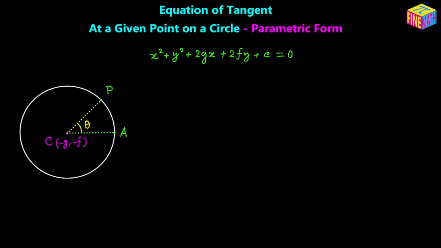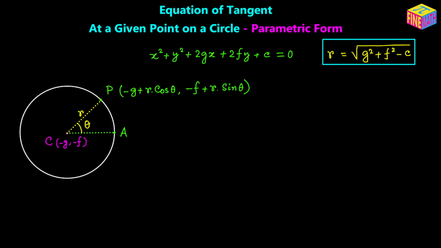Well, the coordinates will be like this. It will be negative g plus r times cosine of theta, and y coordinate would be negative f plus r times sine of theta. Negative g is the x coordinate of the center and negative f is the y coordinate of the center, and in that case the coordinates of the point P would be like this, and CP will be equal to CA, and each of them will be equal to the radius of this circle. And from the given equation, what would be the radius? We know radius is equal to square root of g squared plus f squared minus c.